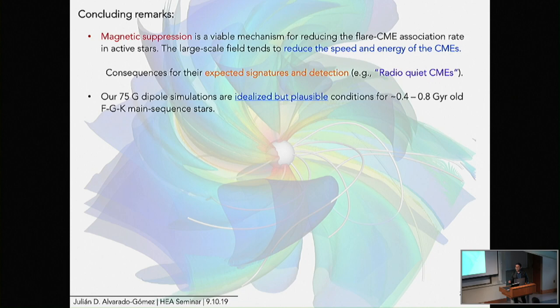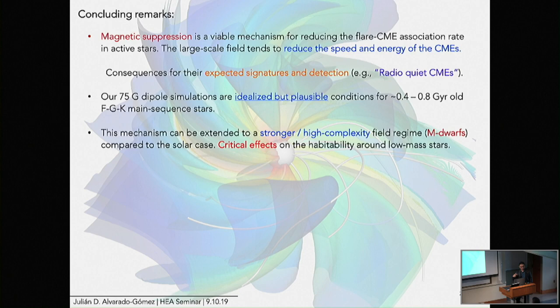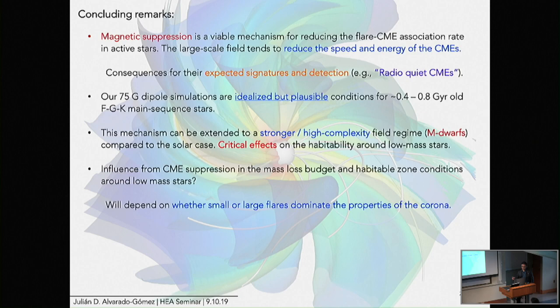Our numerical simulation of our young Sun is an idealized case, but still plausible conditions for young Sun-like stars. And this mechanism can be extended to stronger and highly complex regimes like M-dwarfs, which can have, of course, critical effects for the habitability of these objects. What would be the influence of this suppression on the mass loss budget, which is one of the most interesting questions here?